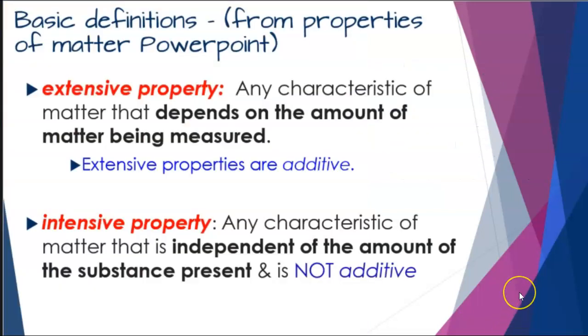All right, let's use the basic definitions that we had from our properties of matter PowerPoint. Extensive properties are those that depend on how much is there, how much material is there. They're additive. If I add more, I get more of this particular property. If I have less, the property changes. The opposite of that would be intensive properties. These are characteristics of matter that have nothing to do with how much material is there. It's not additive. I can double it, I can quadruple it, I can take it times 100,000, and it's still going to be the same property.